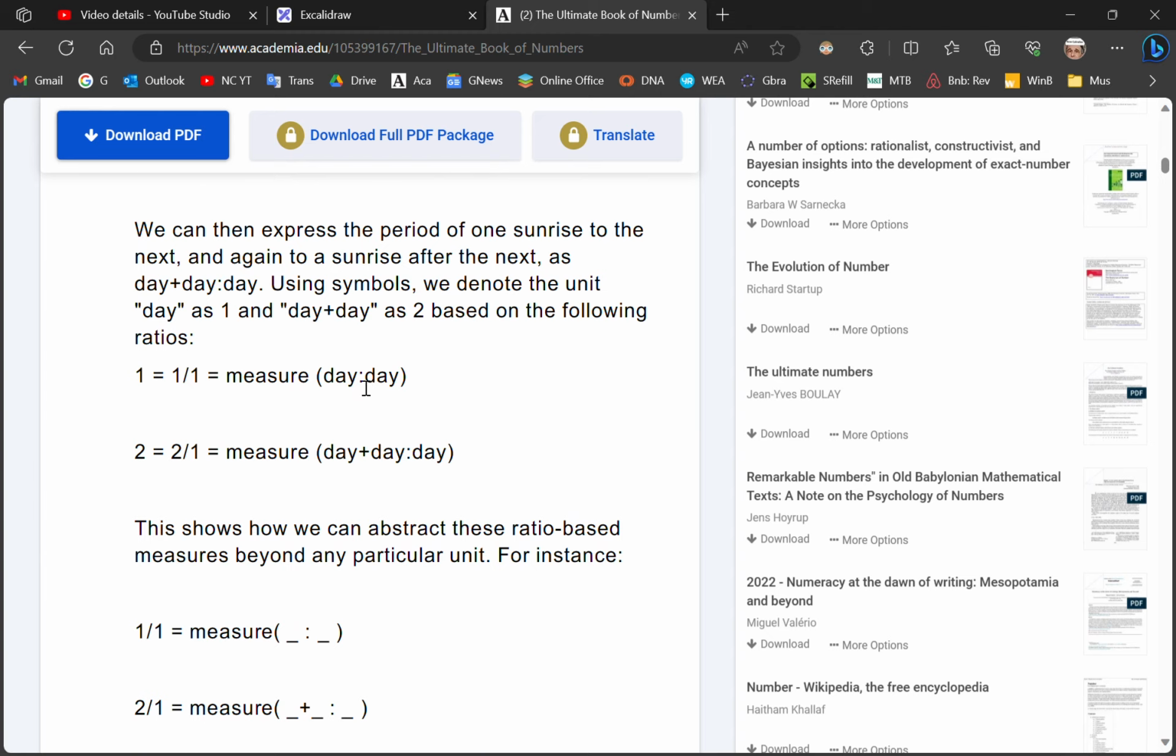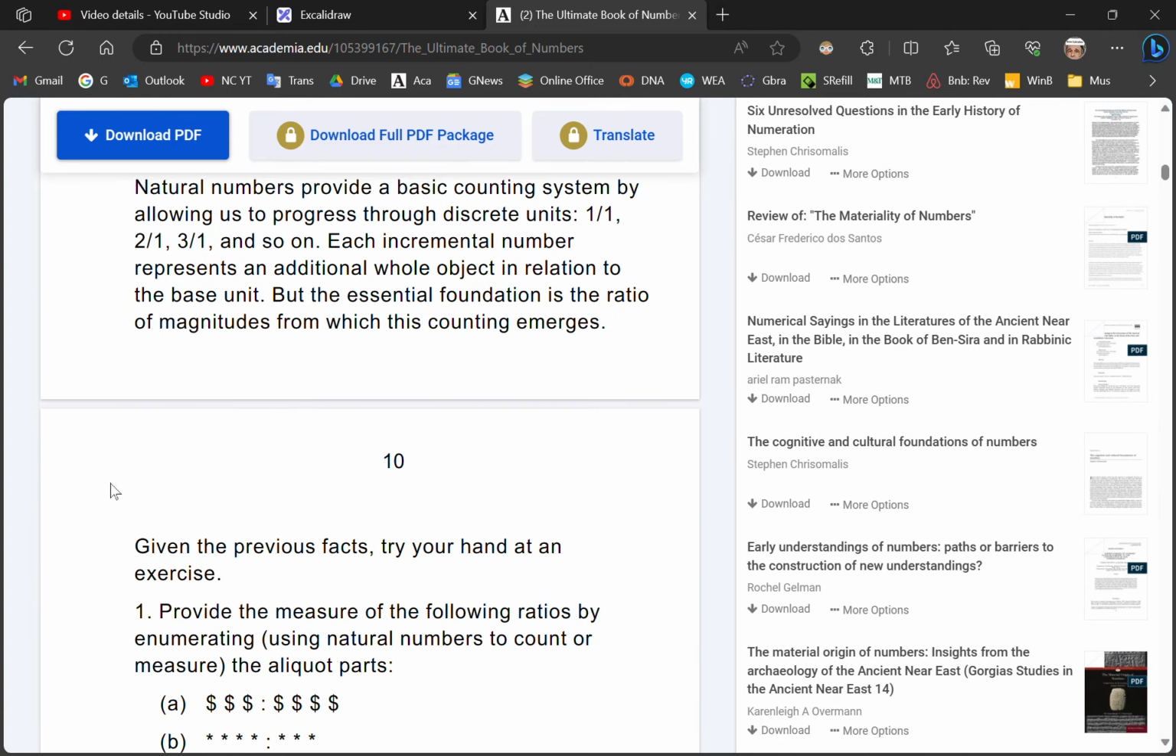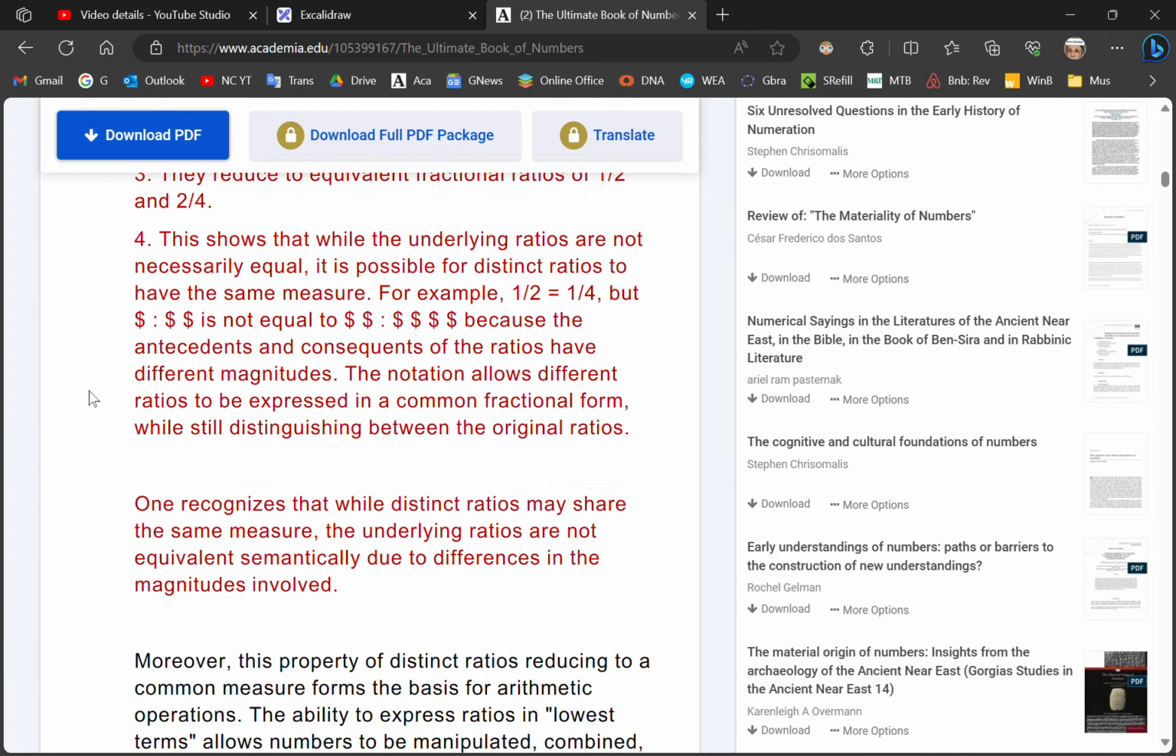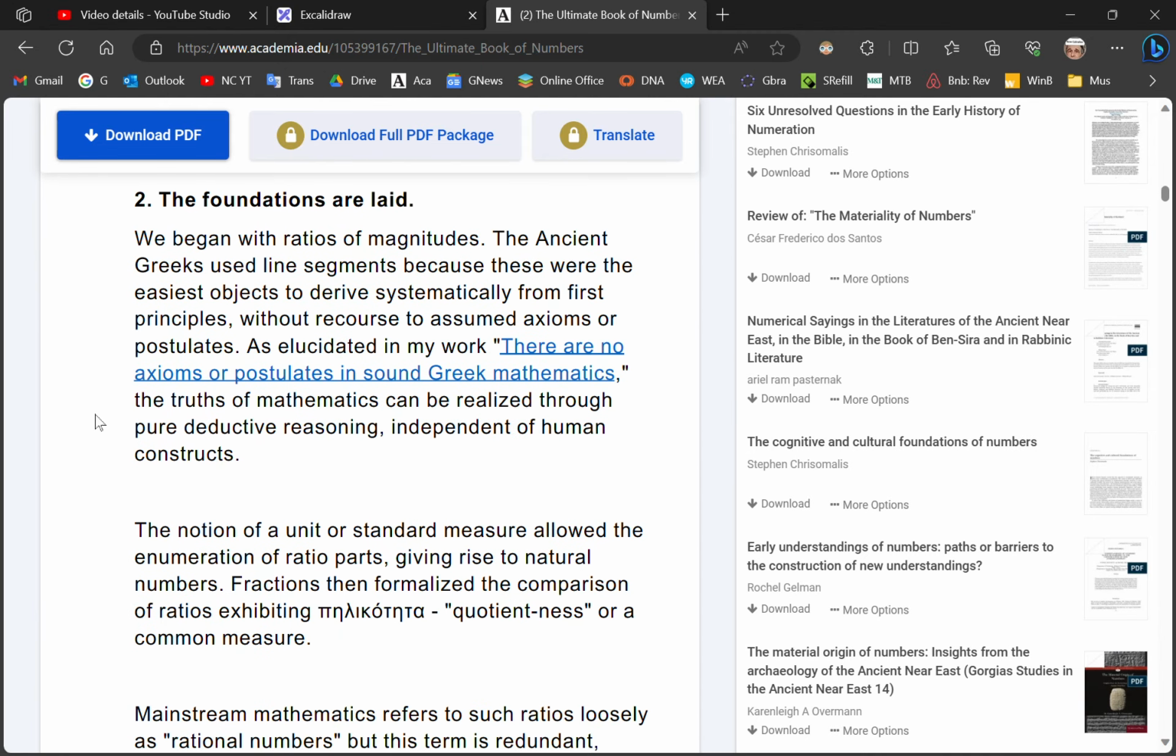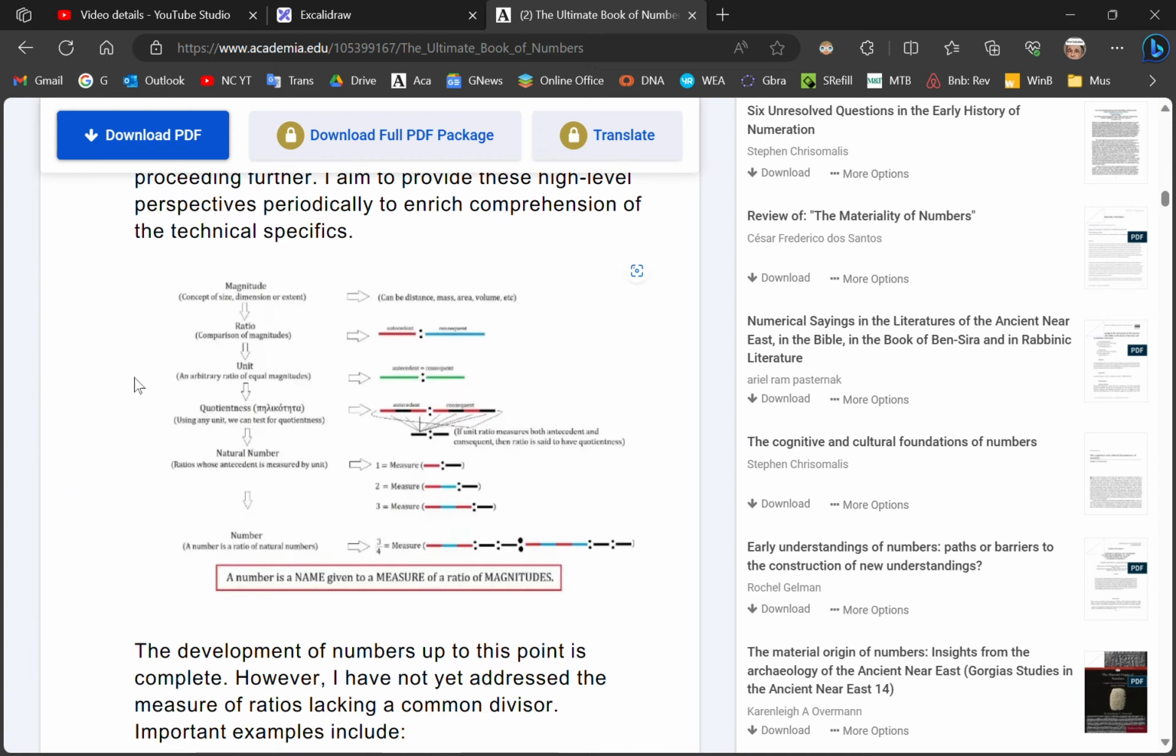Basically number, we begin by saying that 1 over 1 is the measure of a certain magnitude. If we're talking about a day, we're talking about a period. If we're talking about length, then we have 2 line segments. So this gives you many examples and also some exercises which you should do because those lead to understanding. And of course in chapter 2 we look at the foundations which are laid. In chapter 2, I give you a complete summary of how we get number.